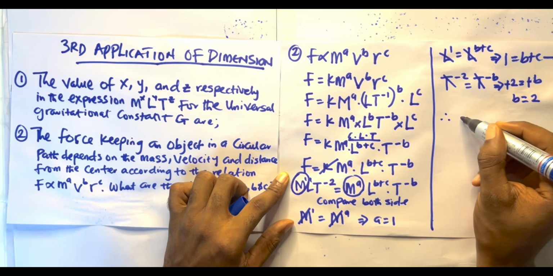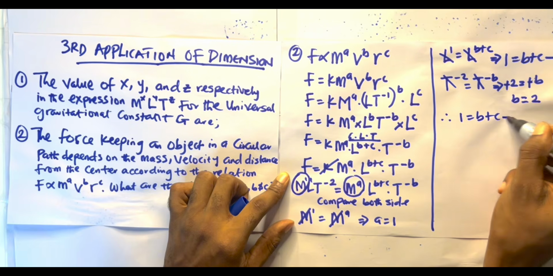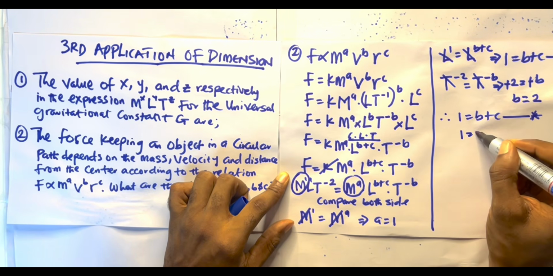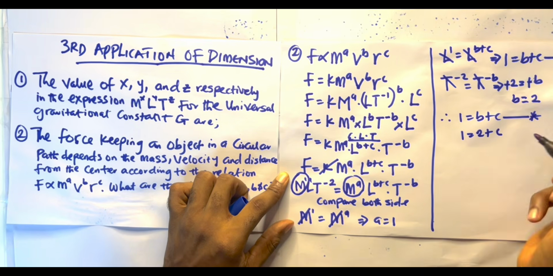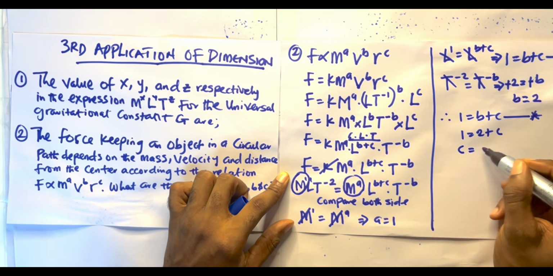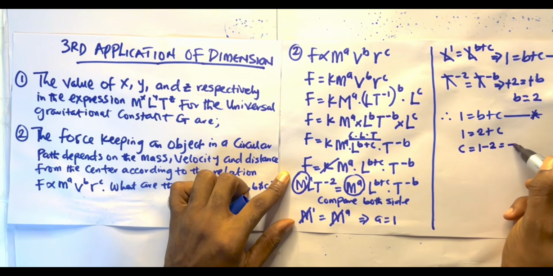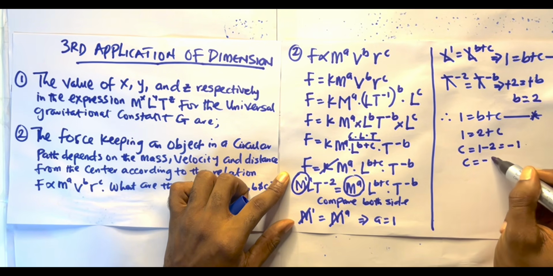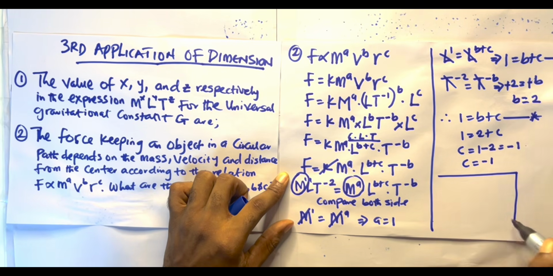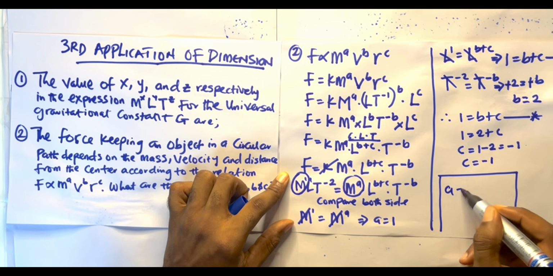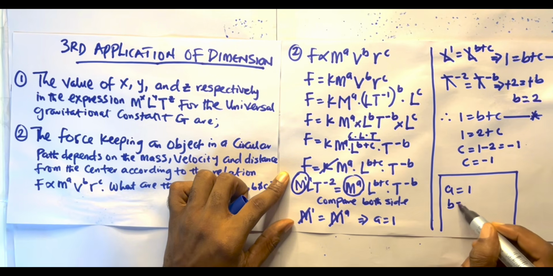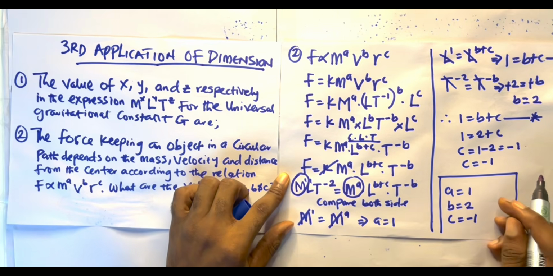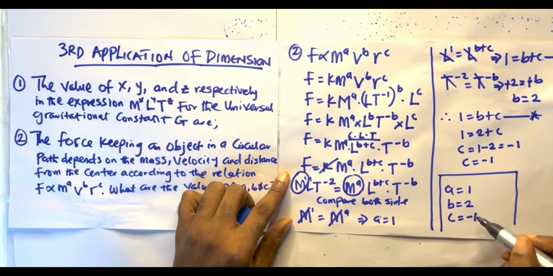Therefore, 1 is equal to b plus c, equation 2. Now, wherever I see b, I'll put 2. 1 is equal to 2 plus c. I'm looking for just c, so my c will be equal to 1 minus 2, which gives us minus 1. So I've gotten my c. Therefore, my c is equal to minus 1. So therefore, we can summarize this by saying that a is equal to 1, b is equal to 2, and c is equal to minus 1. So that's the value for a, b, and c.